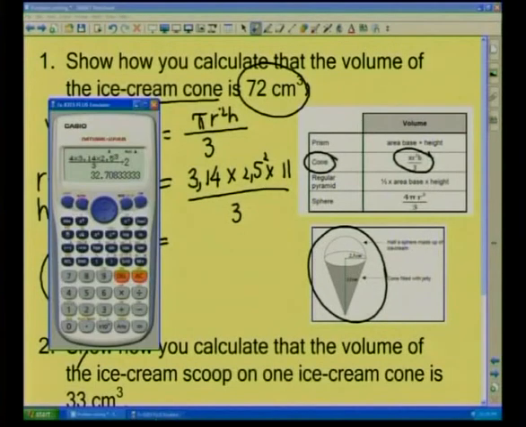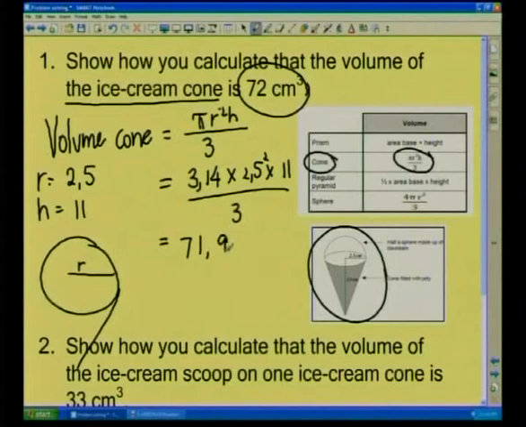Let's get out a calculator and we're going to type that in. 3.14 times 2.5 squared times 11 all over 3, and our answer is 71.958... which means that we could round that to be 72 centimeters cubed to the nearest centimeter cubed, which is what they wanted us to do.